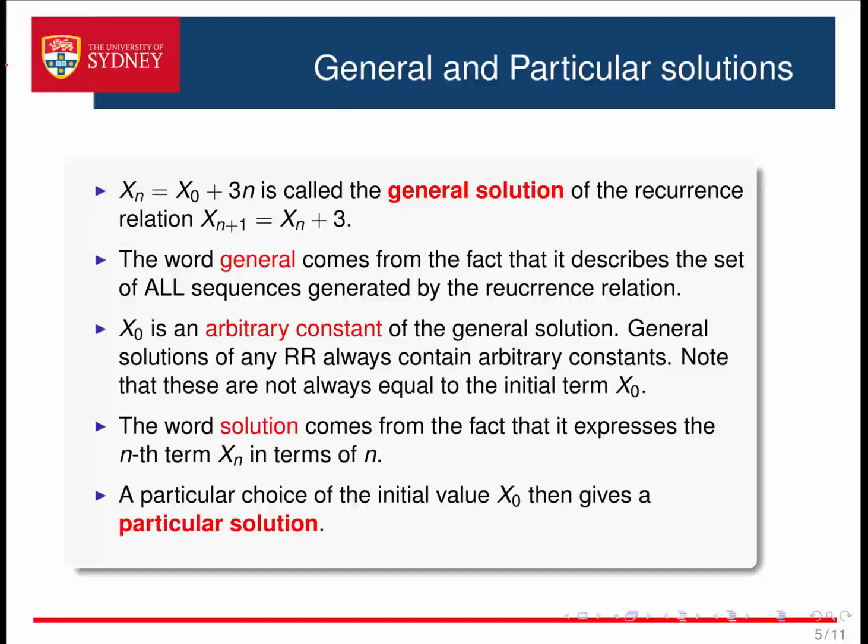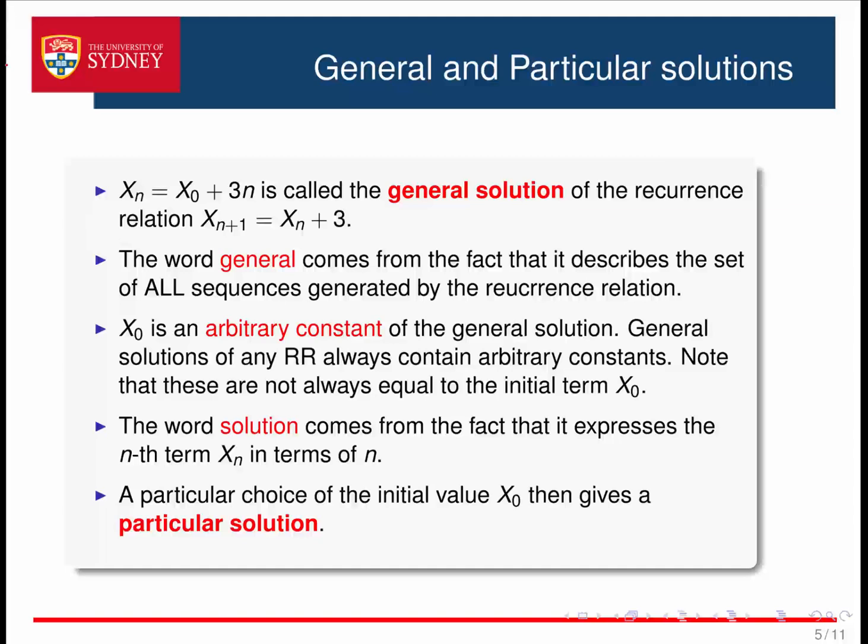If x0 is known to be a particular value such as 10, the initial member, then using x0 equals 10 in the general solution gives us a more specific formula: xn is equal to 10 plus 3n. This formula is still a solution because it allows us to find any term given n, but it's now a particular solution because it corresponds to just one particular sequence, in this case starting at 10.